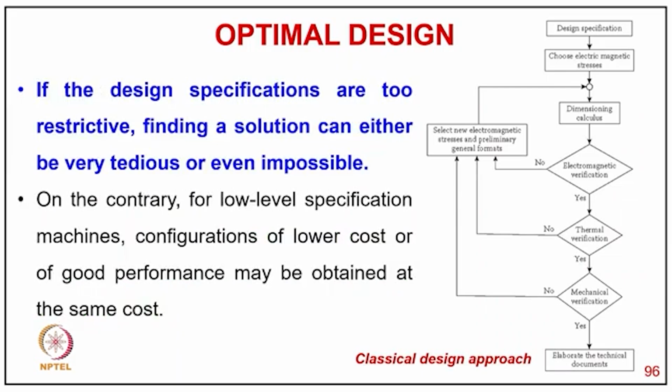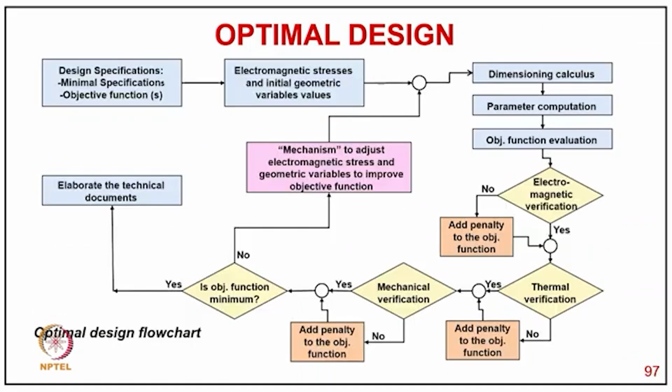Now, if the design specifications are too restrictive, finding a solution can be very tedious or even almost impossible. On the contrary, for low-level specification machines, a configuration of lower cost or good performance may be obtained at the same cost. A typical classical approach: start from design specification, choose electrical stresses, and dimension again, with the same kind of process we discussed in the previous slide.